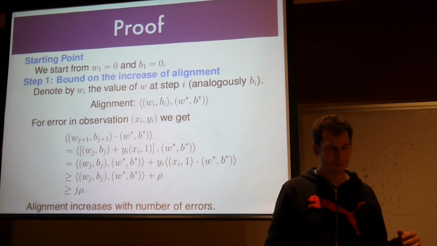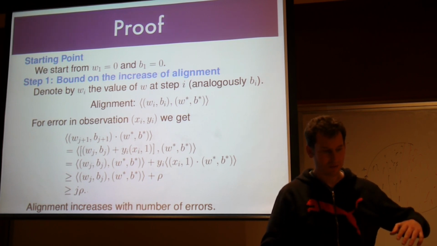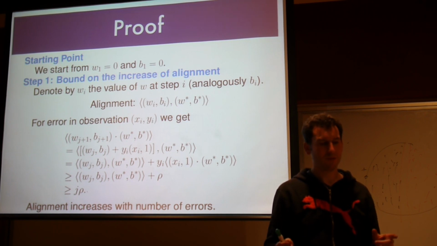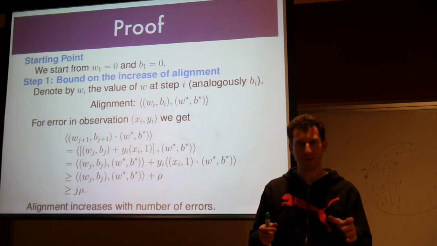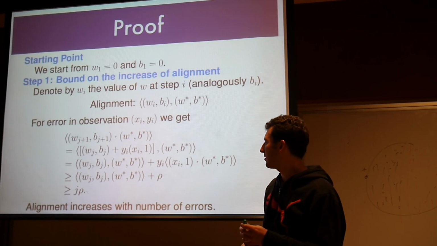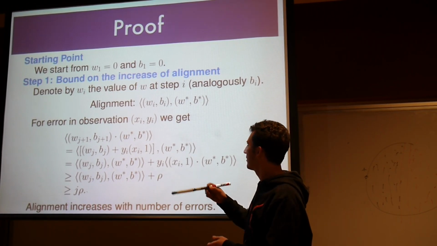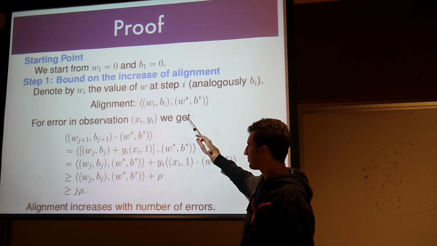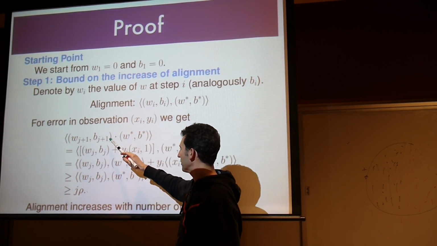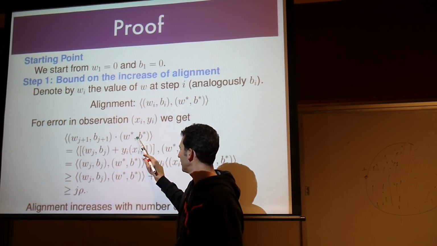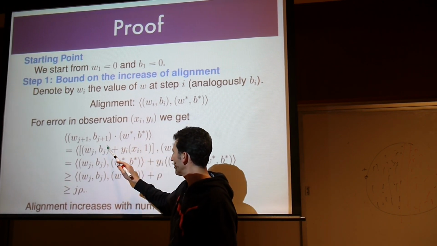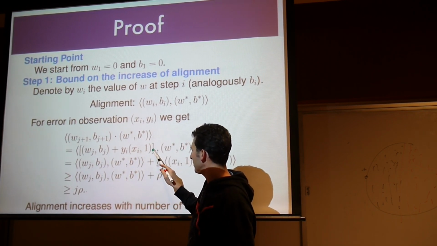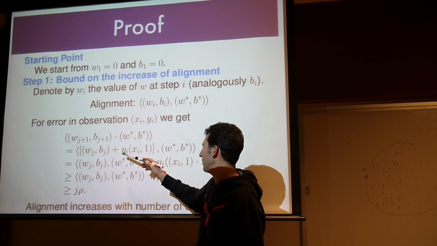So the first thing that you need to do is show that your parameter vector becomes increasingly aligned with that large margin separator. So we just compute this alignment, w_j dot w star and b_j with b star. Okay, so at step j plus 1, we can expand it in terms of j, and then our update. Because if we didn't update, everything would have been the same anyway.